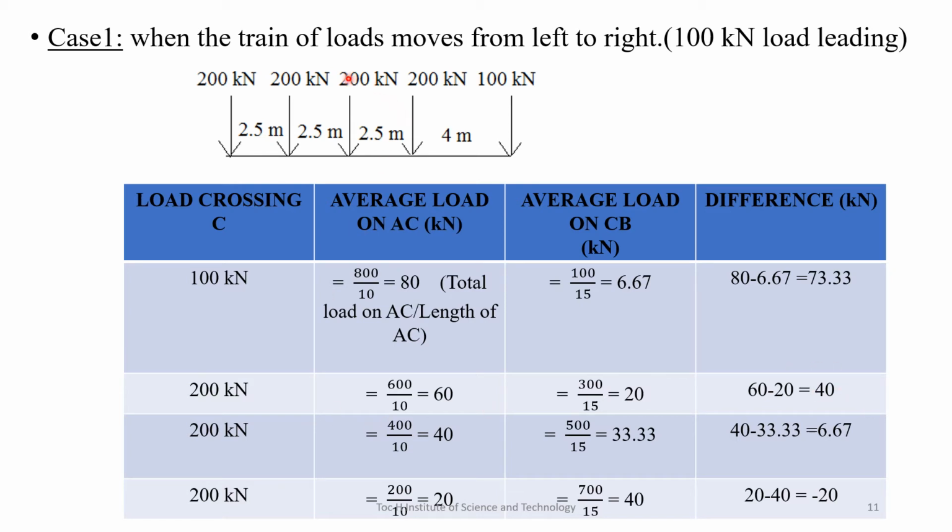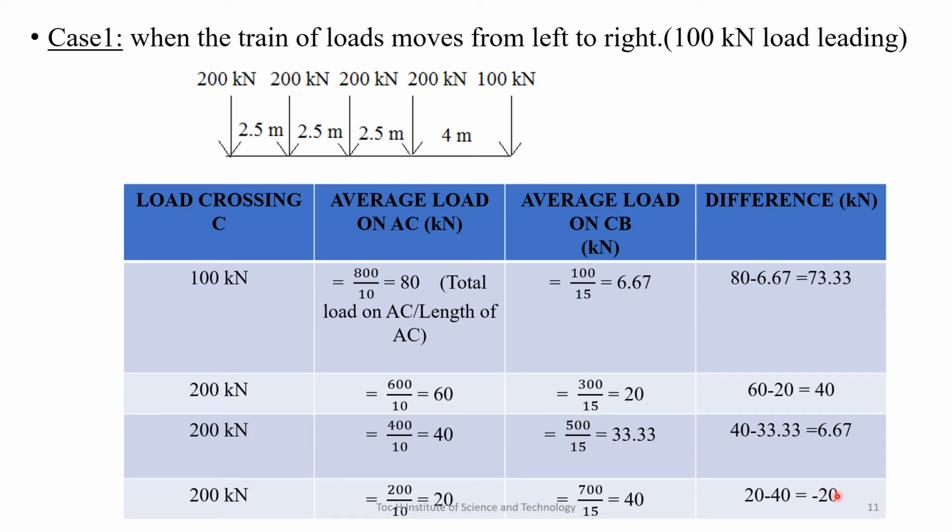Now consider this 200 crosses the section C, so that the average load on AC is 40 and the average load on CB is 33.33. Now the difference is 40 minus 33.33, we got it as 6.67. Again it is a positive value. Now consider the third 200 kilonewton. The average load on AC is equal to 20 and the average load on CB is equal to 40. So the difference is minus 20.